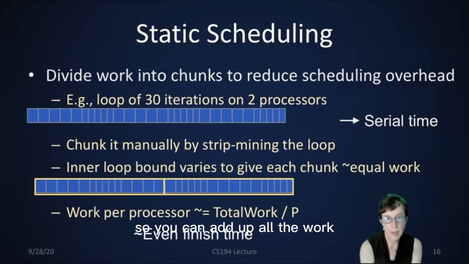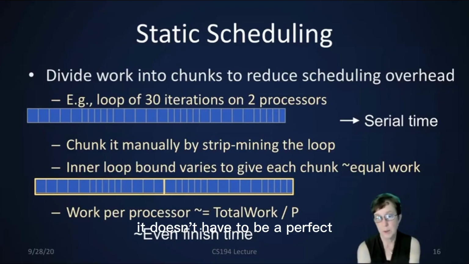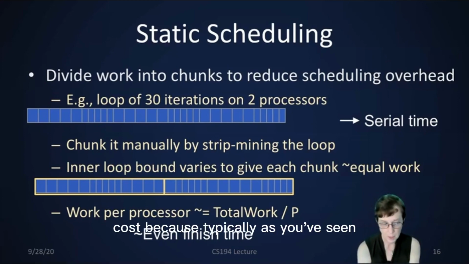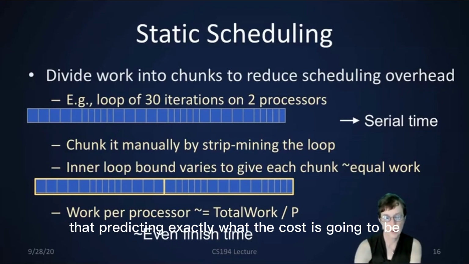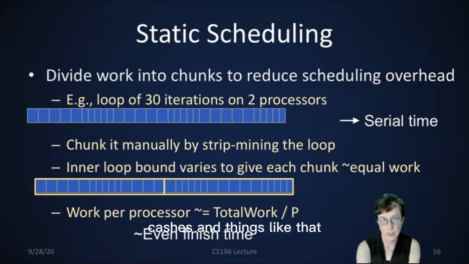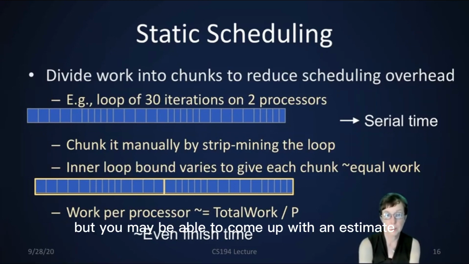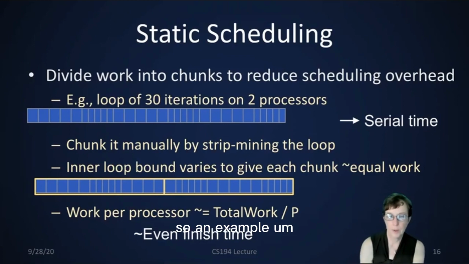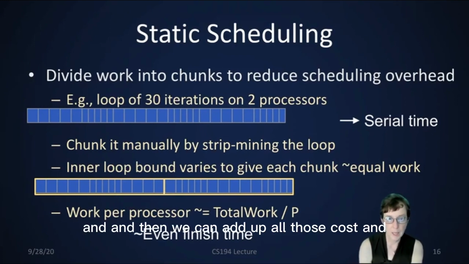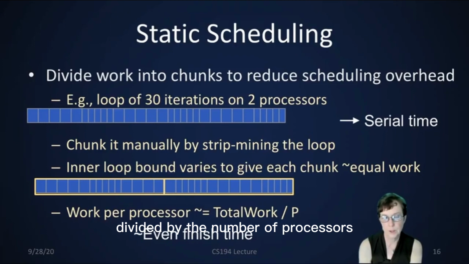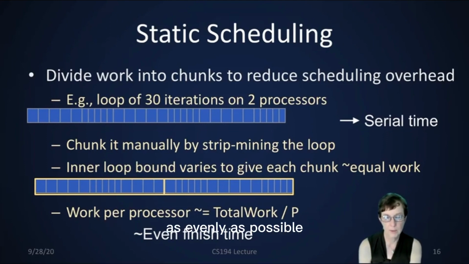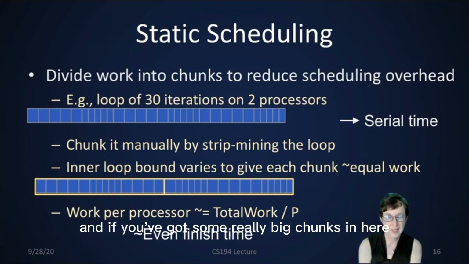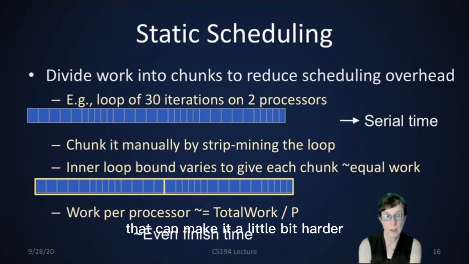So you can add up all the work. If you've got an estimate, it doesn't have to be a perfect cost, because typically, as you've seen, certainly from all the homeworks you've done, predicting exactly what the cost is going to be is very hard given caches and things like that. But you may be able to come up with an estimate of what the cost is. So then we can add up all those costs and divide it by the number of processors, worrying about the round off again here, but we'll have to distribute that somehow as evenly as possible over the processors. And if you've got some really big chunks in here, that can make it a little bit harder.